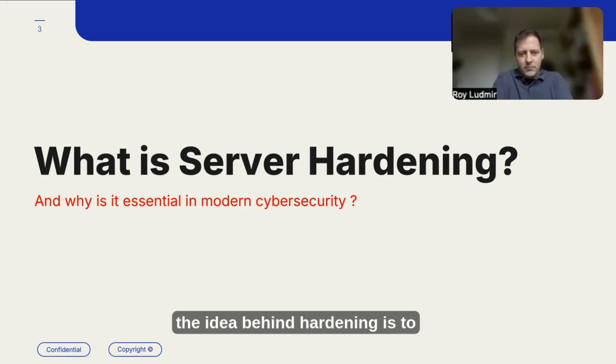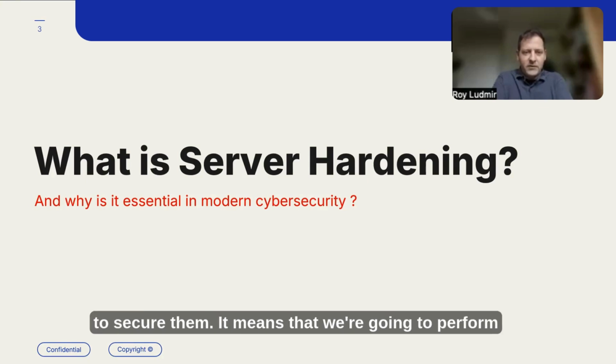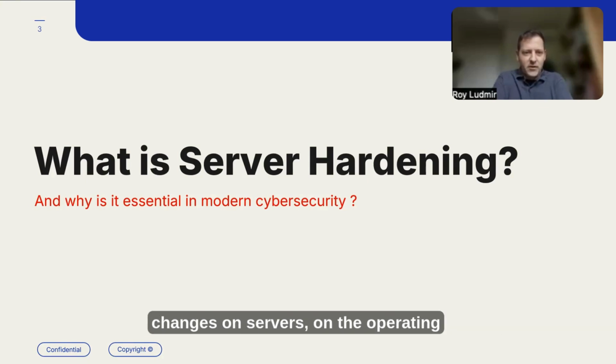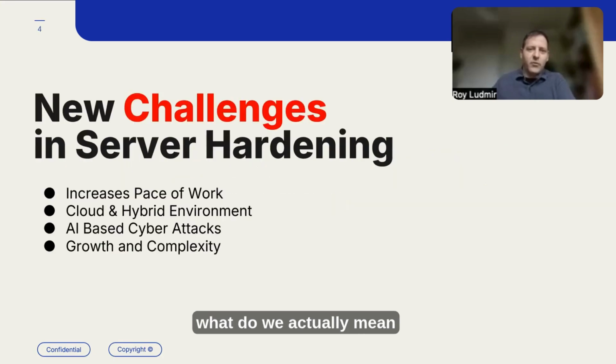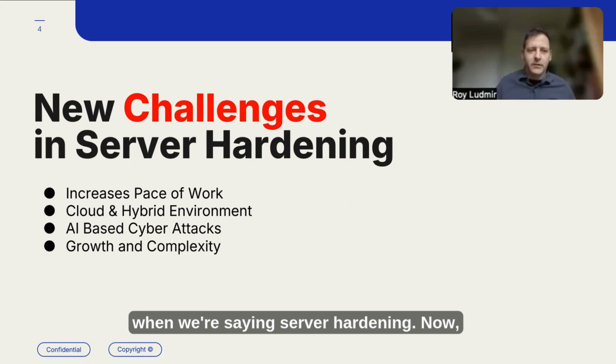And the idea behind hardening is to take all these default configurations and to secure them. It means that we're going to perform changes on the servers, on the operating system level, to make sure any configuration vulnerabilities are removed. So just to cover what we actually mean when we're saying server hardening.